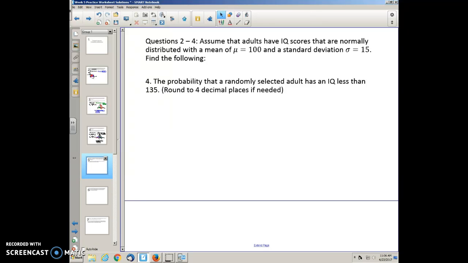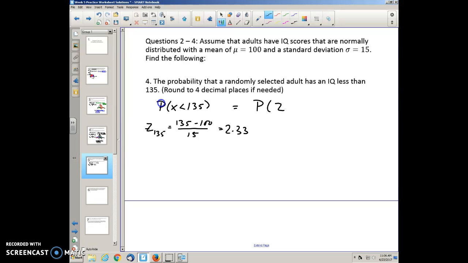Then we want the probability that a randomly selected adult has an IQ less than 135. So probability X is less than 135. We need to convert the 135 to a z-score, which is 2.33. This is equivalent to the probability that z is less than 2.33.